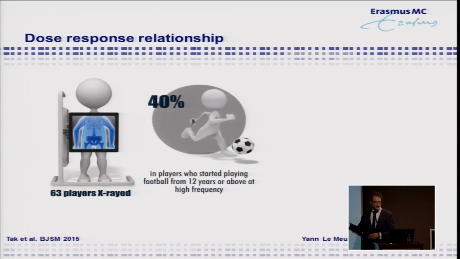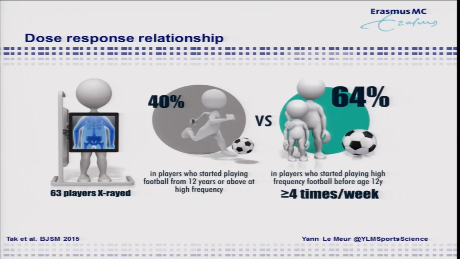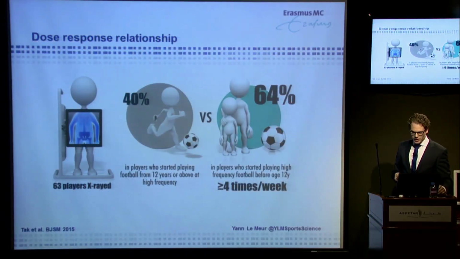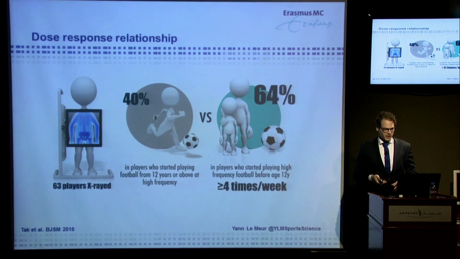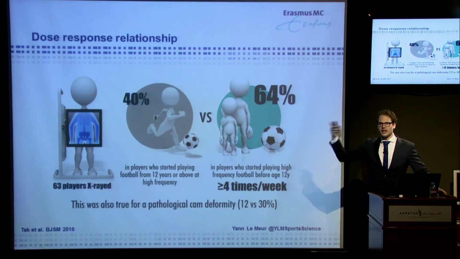So in the boys who started only after the age of 12 years with more than 3 training or match sessions a week, they only had a prevalence of 40% of cam deformity. Whereas the soccer players that started playing soccer at a higher intensity before the age of 12 years had a significantly different prevalence of 64%. So this highly suggests a dose-response relationship between the two. And this was based on a cam deformity with an alpha angle higher than 60 degrees.